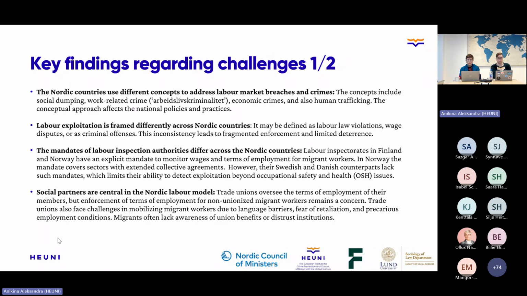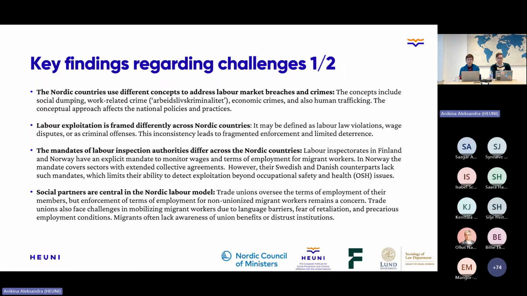A key difference in the Nordic region is the differing mandates of labor inspection authorities. The Finnish and Norwegian labor inspectorates have the broadest mandate to monitor the terms of employment, including for migrant workers. In Norway, this mandate covers sectors with extended collective agreements. But if we look then at Sweden and Denmark, their counterparts lack this mandate, which limits their ability to detect exploitation beyond merely occupational safety and health issues.